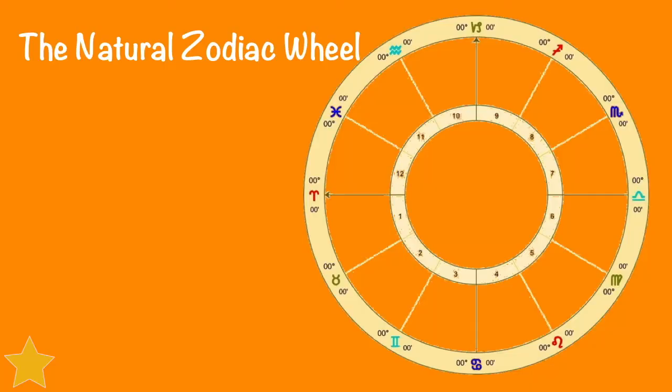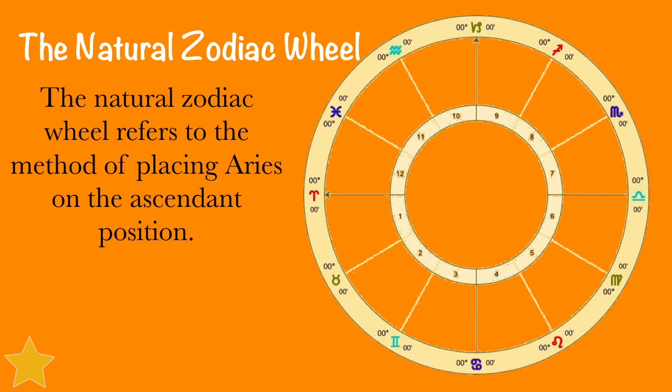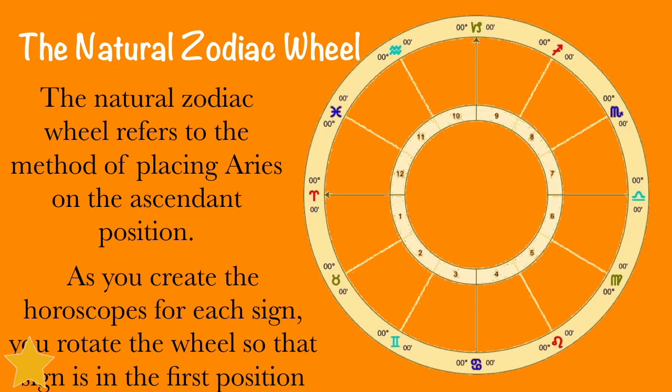So let's start to get organized as an astrologer to write your horoscopes. The natural zodiac wheel is where Aries is placed in the ascendant position. That's on the left of this chart. As you create horoscopes for each sign, you will rotate the wheel for the period you're writing so that the particular sign you're writing for is in the first position. If you have a printed chart, you will rotate it yourself. If you're using a chart on your computer, you're going to rotate it.